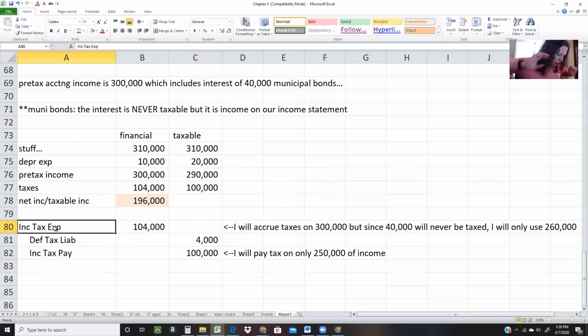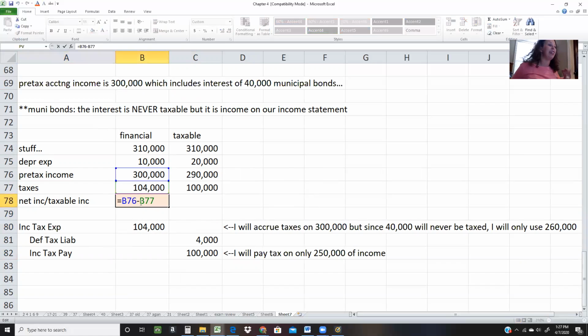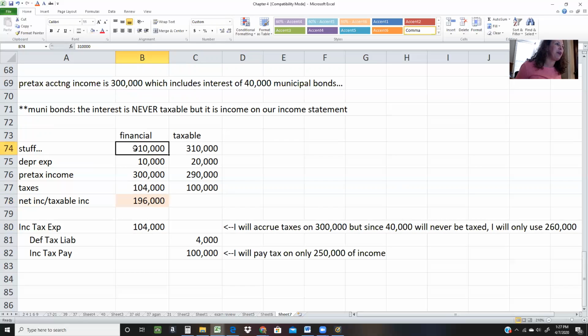So what did it ask me to do for the problem? It says prepare the journal entry for taxes, and then what is the net income? And the net income is 196. So it's 196 because it's still income over here. So the 310 includes the 40,000. So the 300 includes the 40,000, less the taxes, still includes that $40,000 of municipal income.